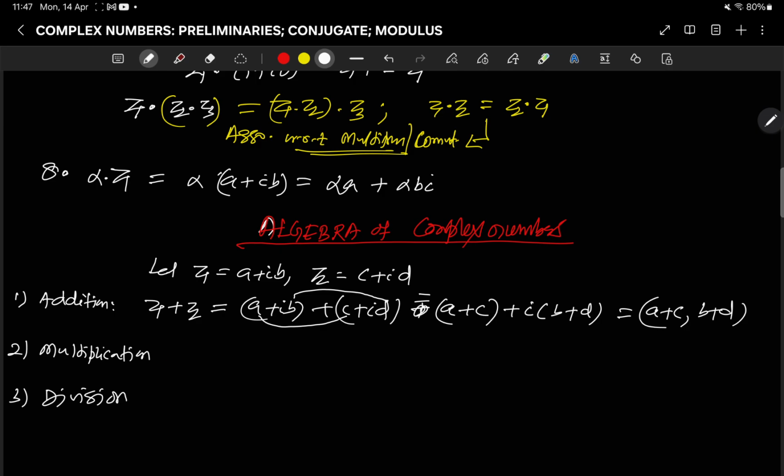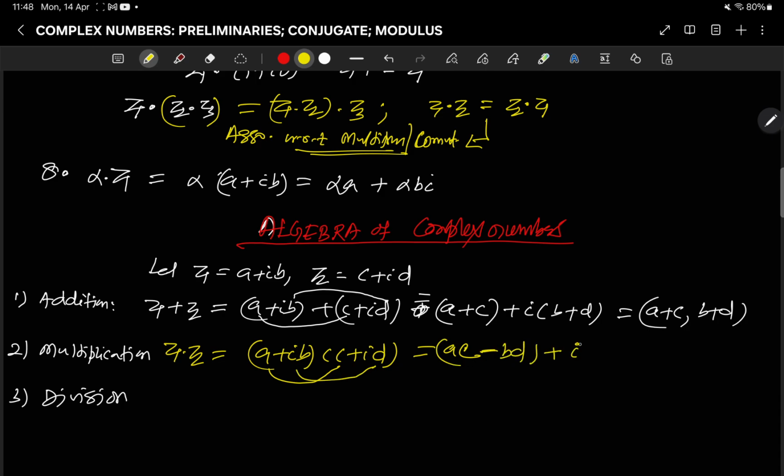Then coming to multiplication, Z1 into Z2 is A plus iB into C plus iD. So that is equal to AC minus BD plus i times (AD plus BC). So in ordered pair form, it is (AC minus BD, AD plus BC).